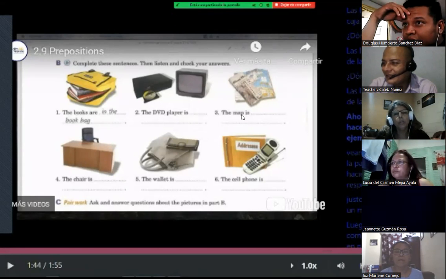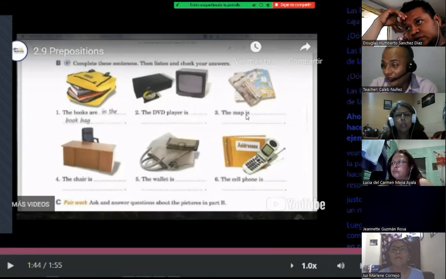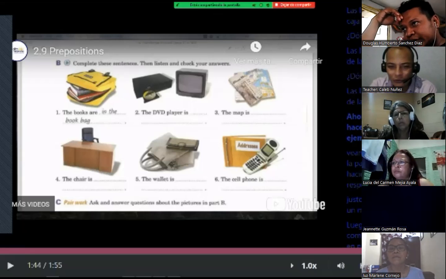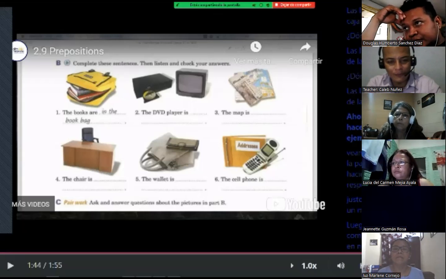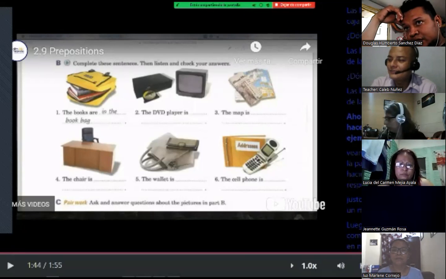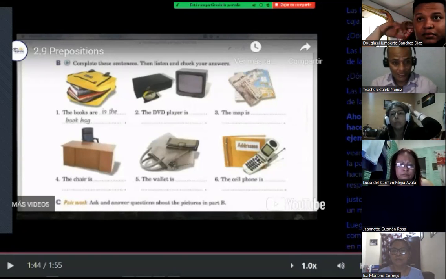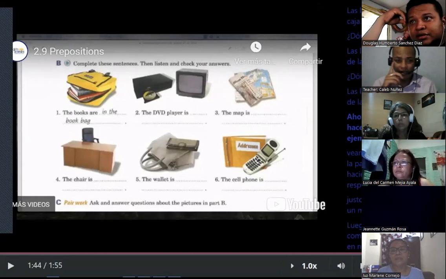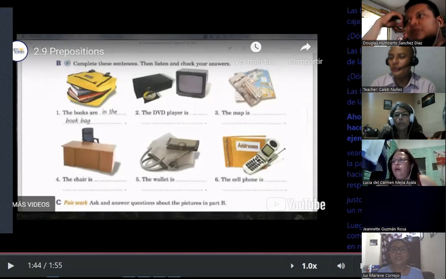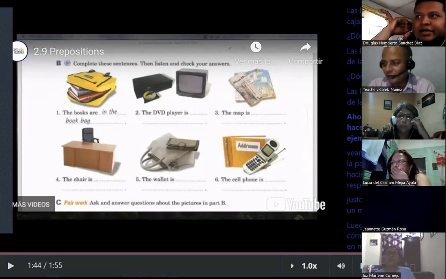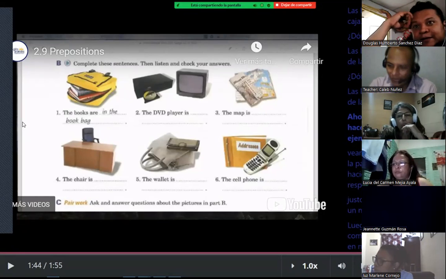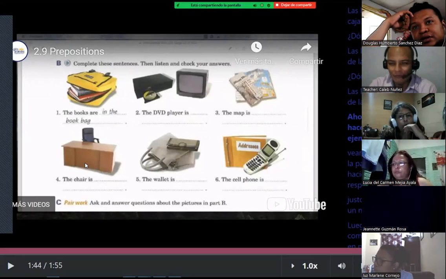The map is under the newspaper. What is newspaper? Periódico. Correct. The map is under the newspaper. O sea que el mapa está debajo, ¿verdad? Del periódico. Okay. What about number four?